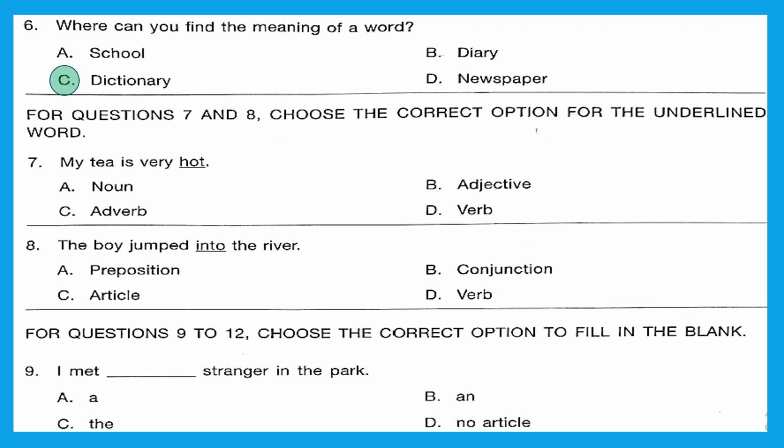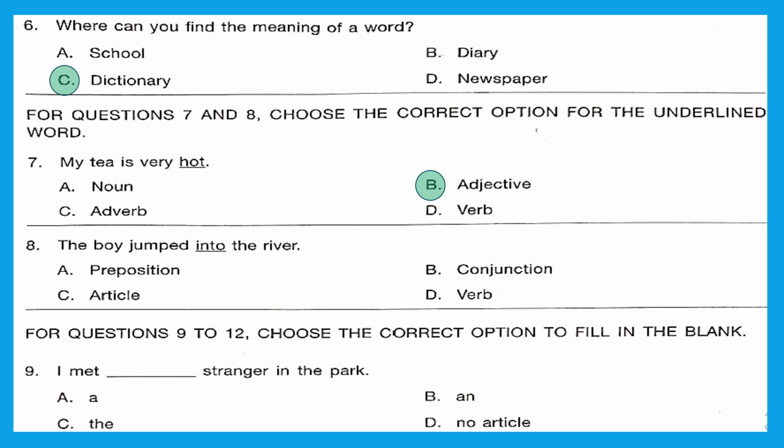For questions 7 and 8, choose the correct option for the underlined word. Question 7. My tea is very hot. And the underlined word is hot. So what is hot over here? It is tea. And what is tea? Tea is subject noun. So any word that describes more about noun or pronoun is called adjective. So the right answer is option B. Hot here is an adjective.